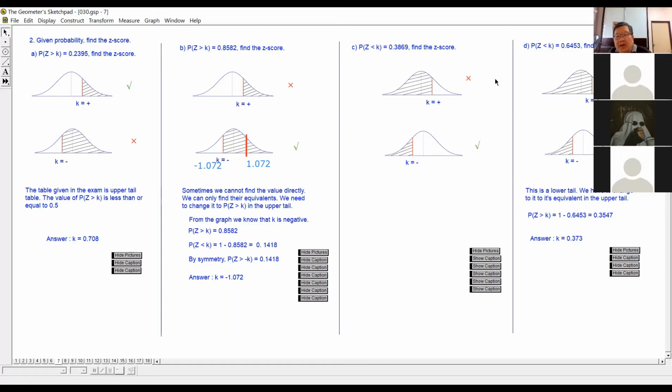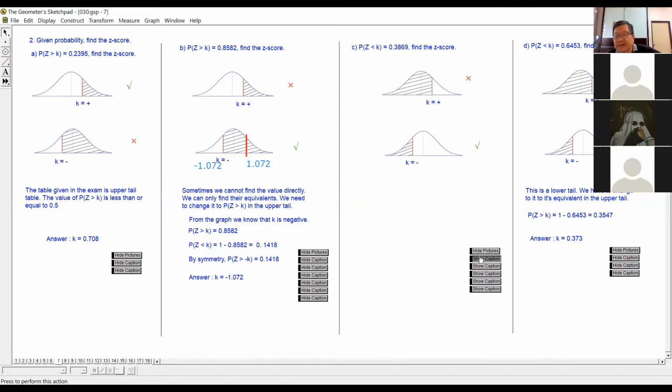Now if the bottom one is correct, that means our value of K is negative. But if it's negative, we cannot find it from the table. We have to find the corresponding positive value of K. If K is a negative number, we cannot find it directly because in our table, all the Z values are positive. I cannot find. So how to find?